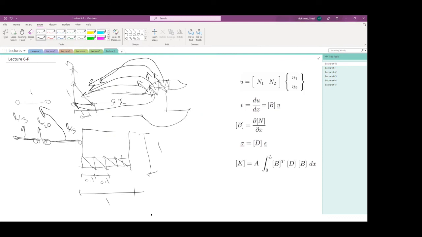So what I'm going to do today, the bulk of the material I'm going to discuss today, is just how to map these general elements into a reference element. Okay? So this is basically what I'm going to do today.